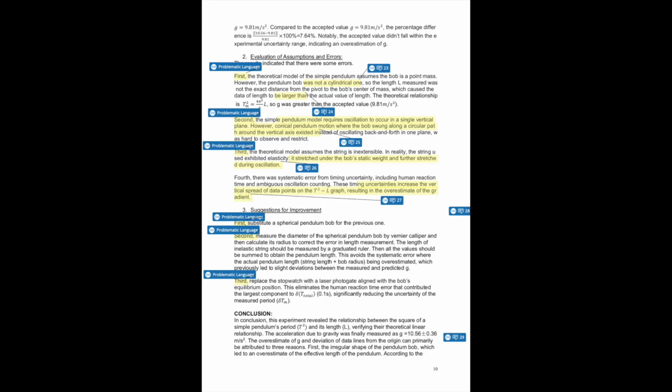Discussion. Continued. A clearer distinction between random and systematic uncertainties is needed. The analysis of possible conical motion must also be physically correct. The suggestions for improvement using a spherical bob, a vernier caliper, and a laser photogate are excellent, specific, and relevant.